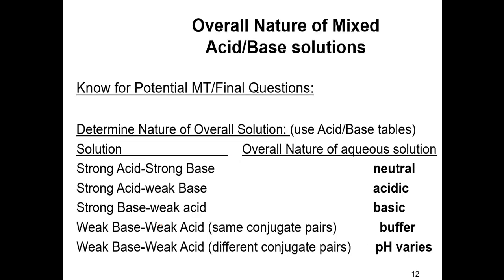So let's go ahead and go back to this. Overall summary: if you have a strong acid and strong base, it's neutral. Strong acid and a weak base, well, because of 100% ionization of acid versus partial ionization of base, you'll have a lot more hydrogen ions, so it's going to be acidic. Strong base, 100% ionization, and partial ionization of an acid, so it's going to be mostly basic. And then here we have our weak acid and weak base. If they have the same conjugate pairs, such as sodium fluoride and hydrofluoric acid, it'll be a buffer.